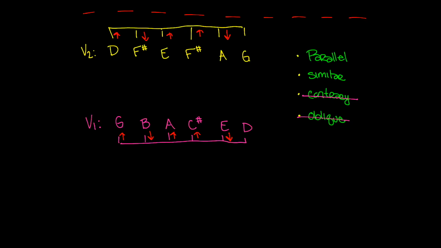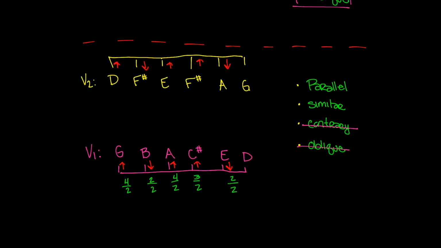And so if I think about that, let's see. G to B is going to be 4 half steps, and then 2 half steps, 4 half steps, 3 half steps, and 2 half steps. Okay. And so this is basically saying that G to B is 4 half steps up, B to A is 2 half steps down, so on and so forth. Now let's look over here, and we're going to have 4 half steps, 2 half steps, 2 half steps, 3 half steps, and 2 half steps.